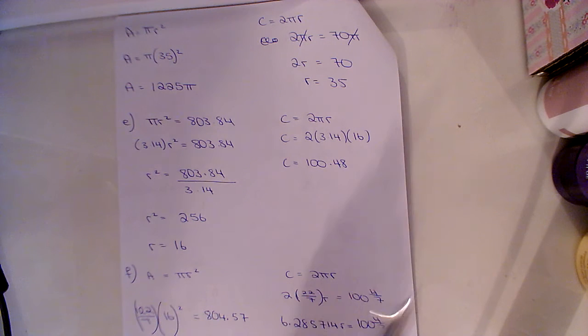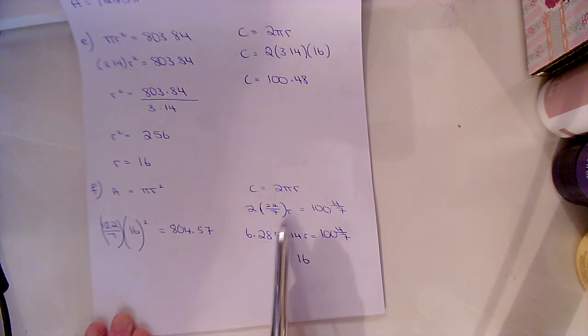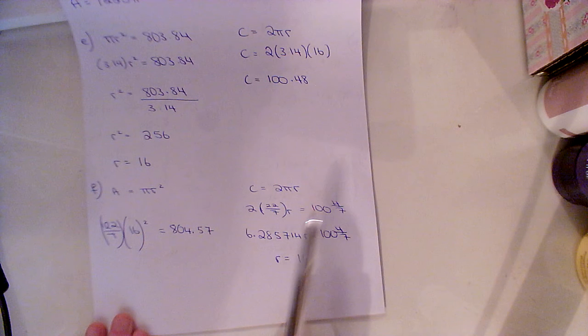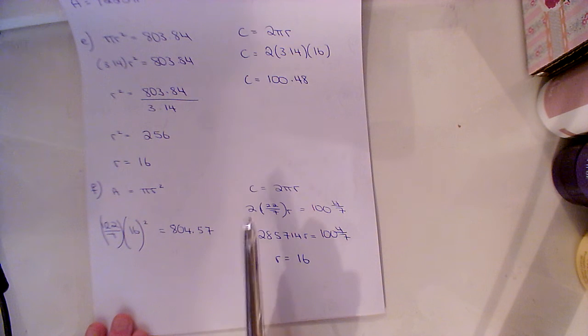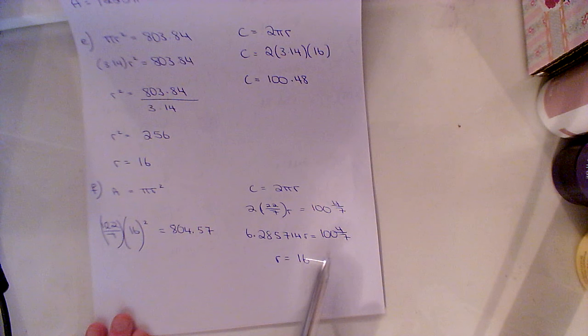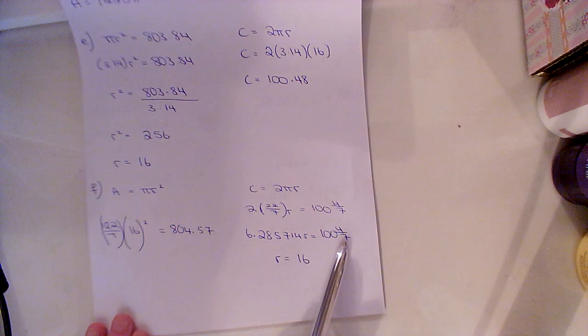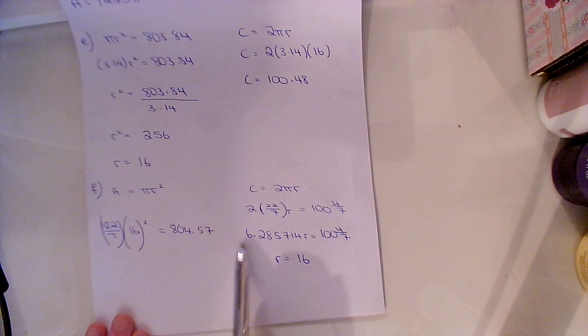C is equal to, I have 2 bracket 22 over 7 r is equal to 100. So then I multiplied these two by each other, r is equal to 100 divided across by 6.285 and so on to get r is equal to 16. And then that gives me enough information to be able to get my area. So area is equal to pi r squared, so I have 16, which we just found, to be squared, and I got that is equal to 805.